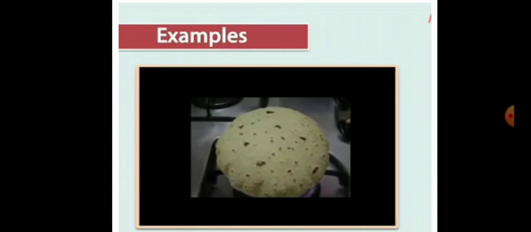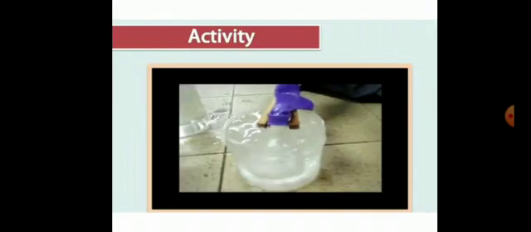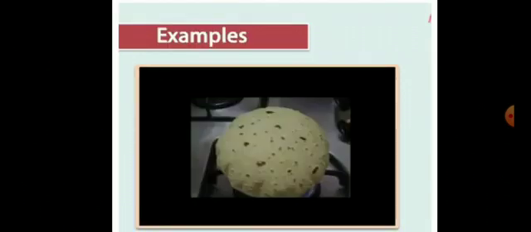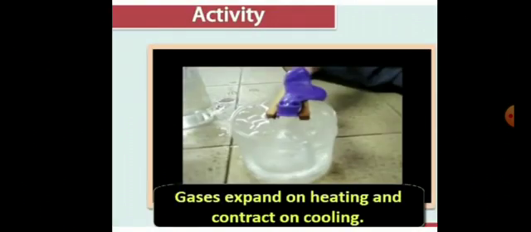So what is the observation here? Air expands on heating and contracts on cooling. This is an example from our daily life, that chapati gets inflated when it is kept on the hot flame of the burner, because the air which is trapped in the flattened chapati, that air expands on heating. Clear? Gases expand on heating and contract on cooling. This is the observation for this activity.